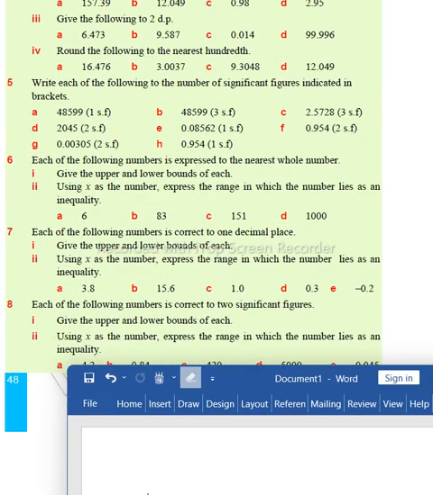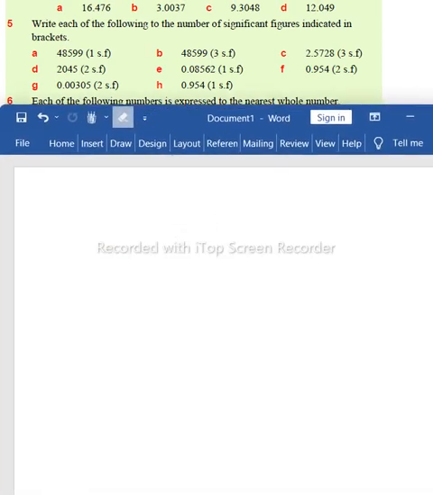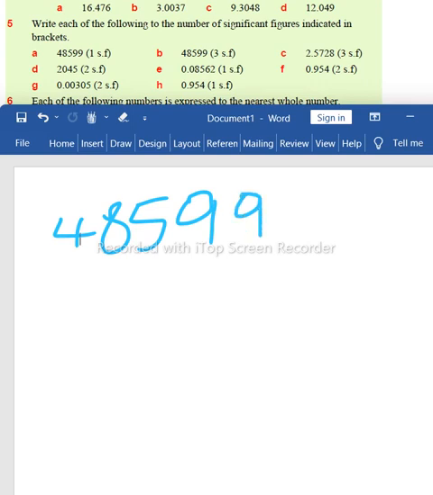Question number 5 says: write the following to the number of significant figures indicated in the bracket. As you see, 48599. Let's write the first question here. We have 4 8 5 9 9. We have to write one significant figure: one significant, two significant, 3 significant, 4 significant, 5 significant. So this number has 5 significant figures, but we have to write this number with one significant figure.